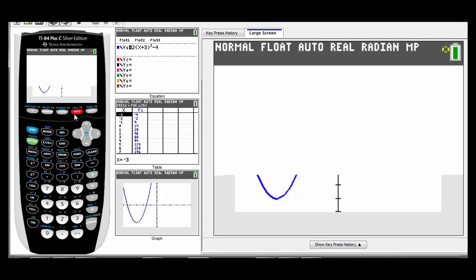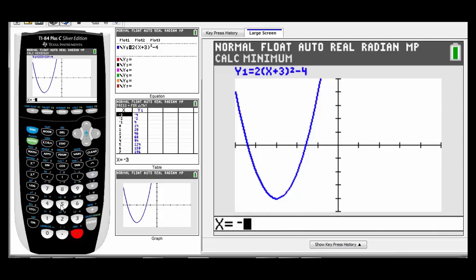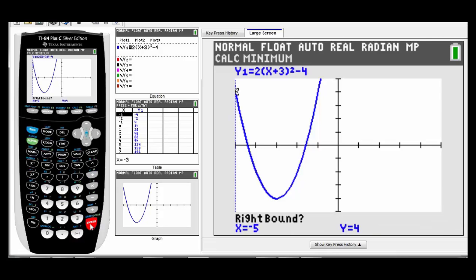Second calc, minimum, left bound. I don't even see the left bound. It says it's at x equals 0 right now. So left bound of this point would definitely be something over here like -5. So I'm just going to put in -5 for my left bound. And then right bound would be somewhere over here, let's say at -1. And you could choose all sorts of other values. And then the guess, you can just leave that if you want, or you could come down here and take your guess. It doesn't matter. And so it says the minimum is at -3, -4.